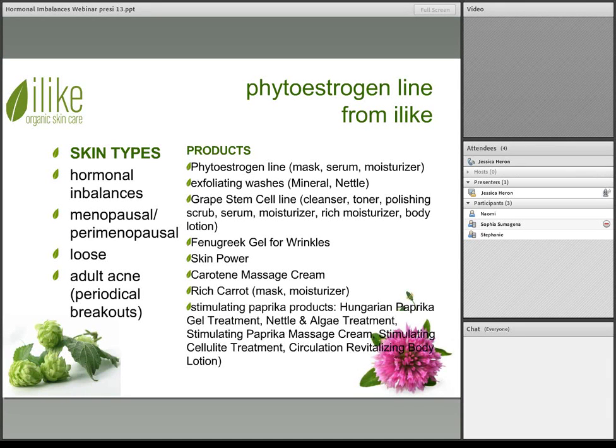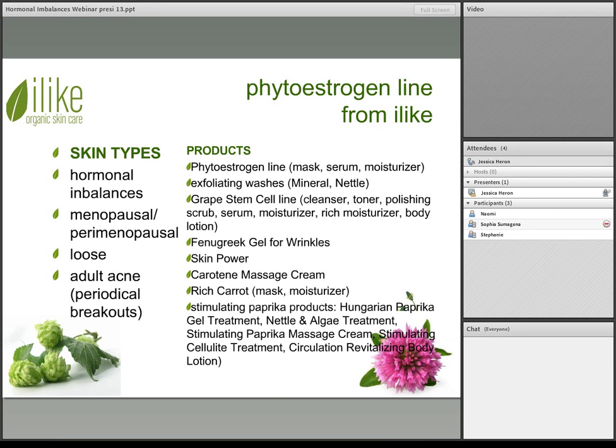We also have our stimulating paprika products that includes a plethora of paprika ingredient products that you can utilize in your treatments. They also promote detoxification because it stimulates circulation and stimulates lymphatic flow, where in our lymph is where impurities and toxins flow in and out of the body.